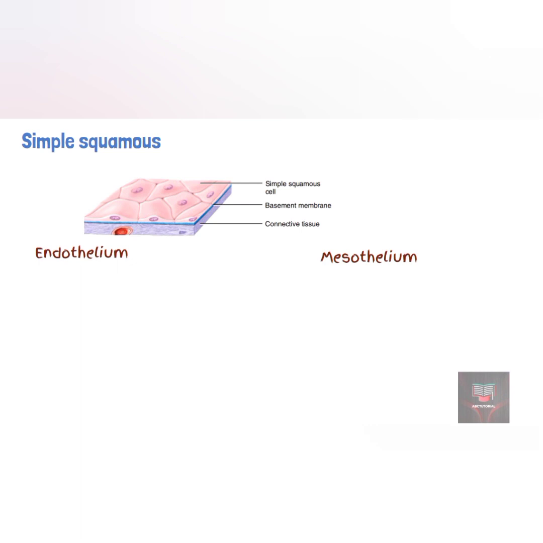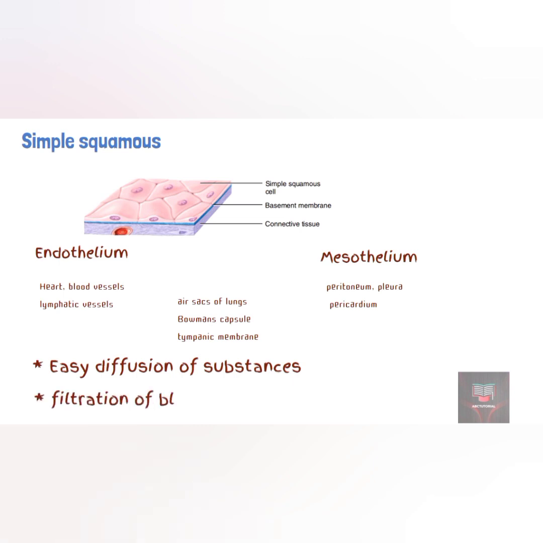They are referred to as endothelium when they line the heart, the blood vessels, and the lymphatic vessels. And they are referred to as mesothelium when they line the peritoneum, the pleura, and the pericardium. They are also found in the hair sacs, the Bowman's capsule of the kidney, and the inner layer of the tympanic membrane. They allow for easy diffusion of substances and for filtration of blood.